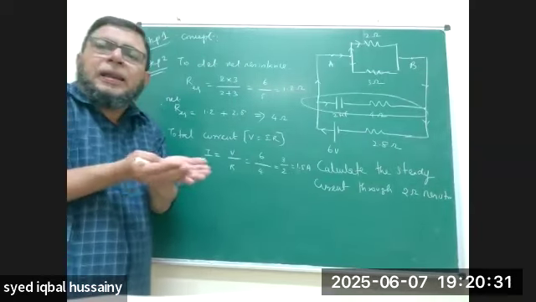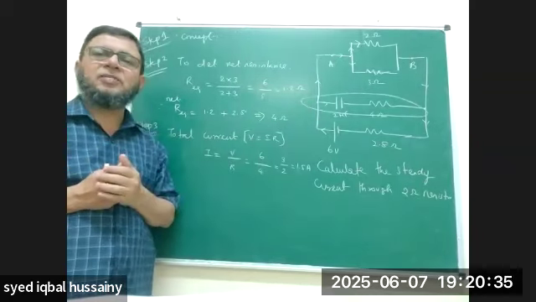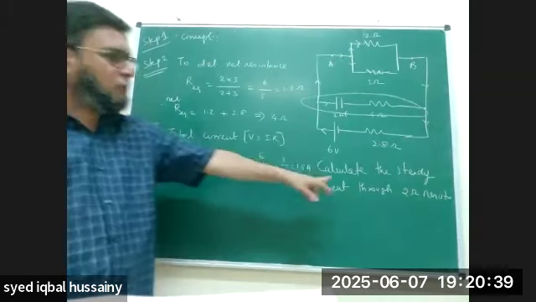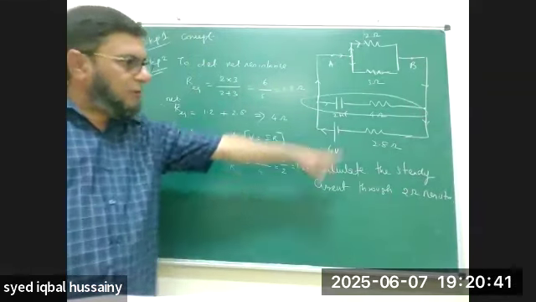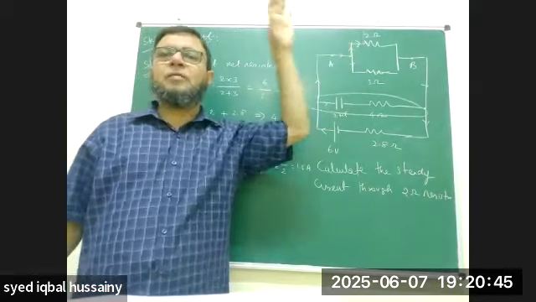Now I have given you a ready-made solution. So for this circuit, what is the net resistance I gave you? What is the net current flowing? That also I gave you. Now can you answer this question? Calculate the steady current through 2 ohm resistor. So in this particular 2 ohm, what is the current flowing?